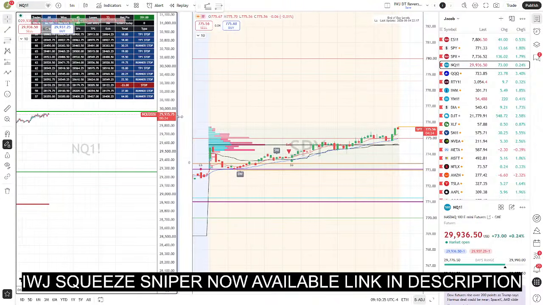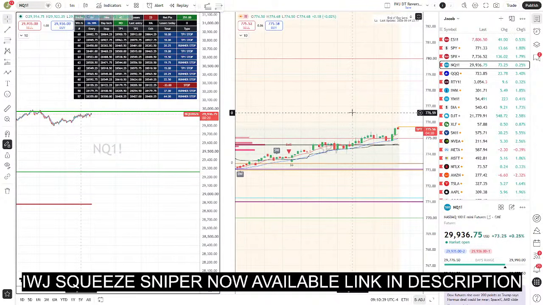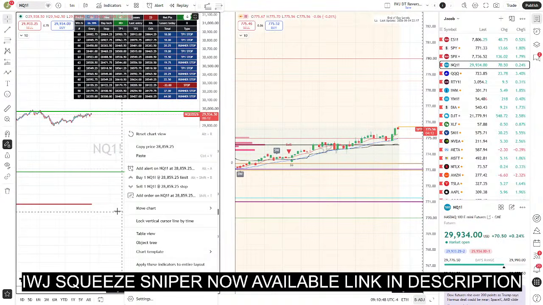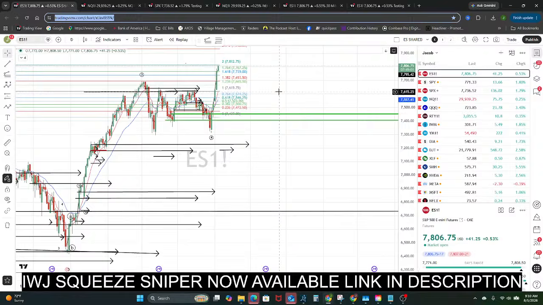So that's what we're doing today, we're demonstrating these two indicators. The SPY is on the 5-minute chart. The NQ is on the 1-minute chart. Again, I don't think we're trading the Squeeze Sniper today because of the stop issue. Let's go over to the bigger picture here.